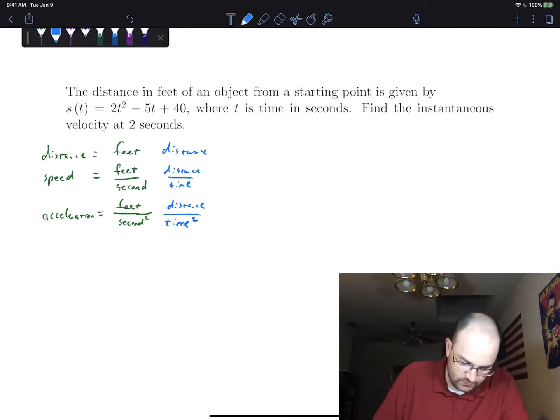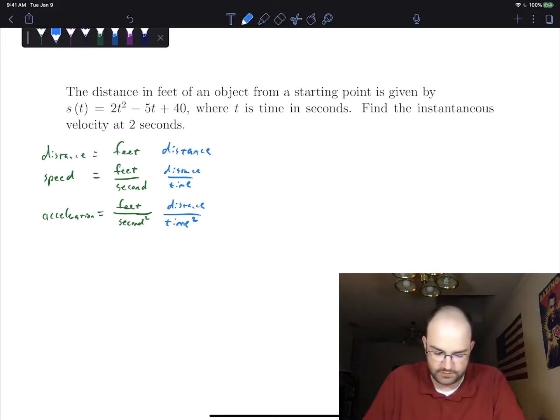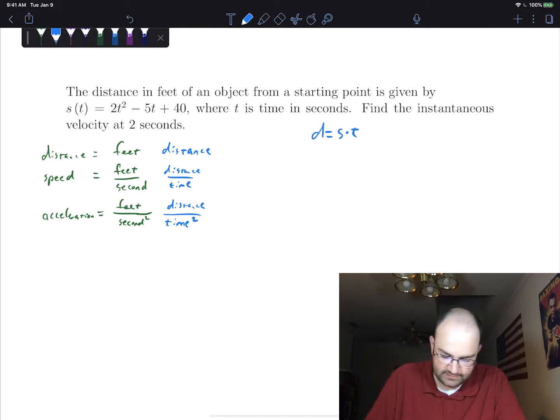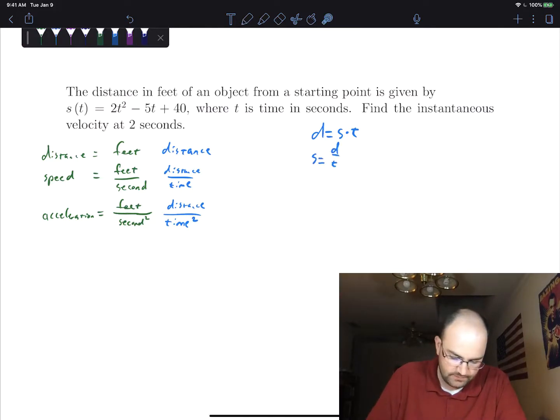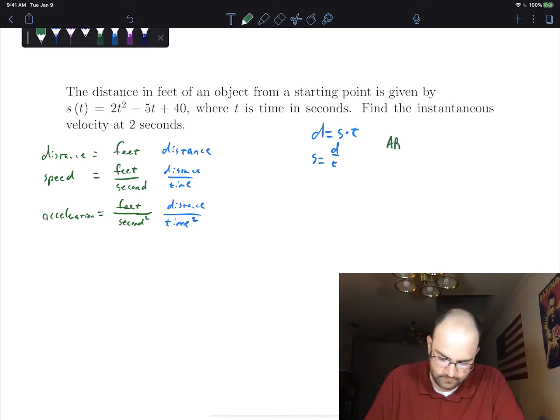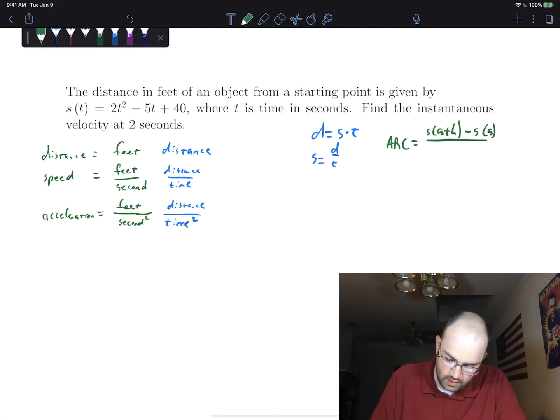Now, the reason that we have this is kind of from the dirt formula. Distance equals speed times time, or the dist formula, if you will, in this case. Notice that if I solve for speed, I can divide by time, so speed is just distance over time. And that's actually what we have from here. But if you look at the average rate of change formula, it is the distance of some a value, whatever a is, plus h minus s of a all over h.